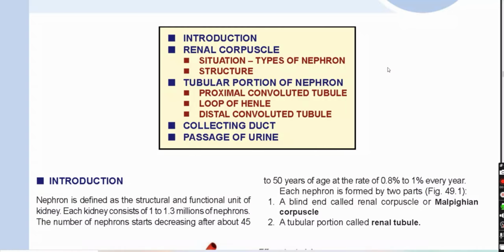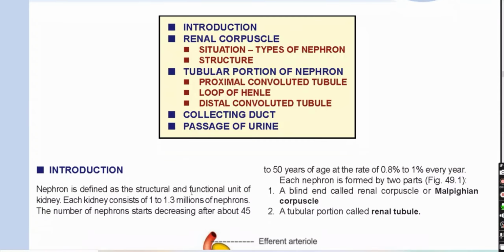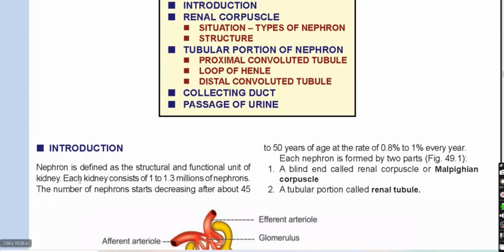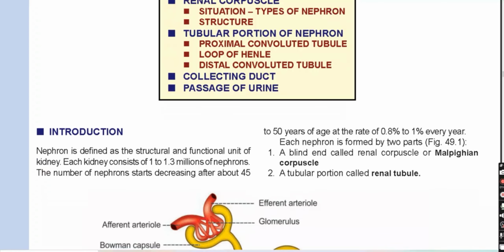And now let's understand our nephron structure and functions. Actually, the nephron is defined as the structural and functional unit of the kidney. Each kidney consists of 1 to 1.3 million nephrons. So it is a huge number of nephrons. The number of nephrons starts decreasing after 45 to 50 years of age at the rate of 0.58% to 1% every year. Each nephron is formed by two important parts.